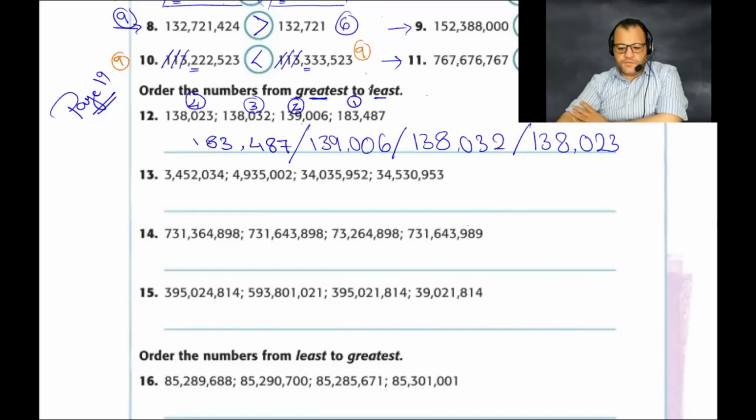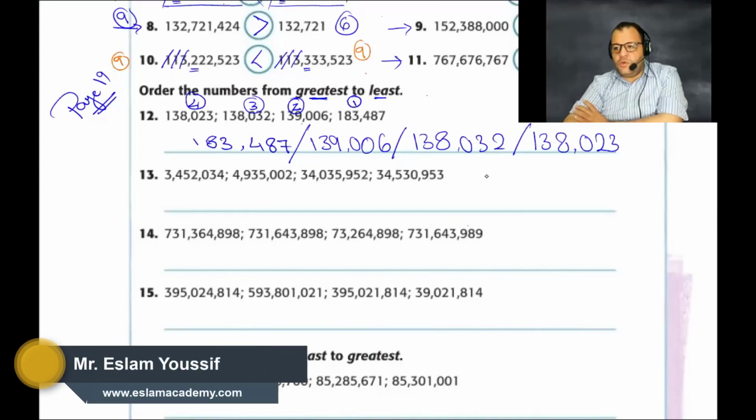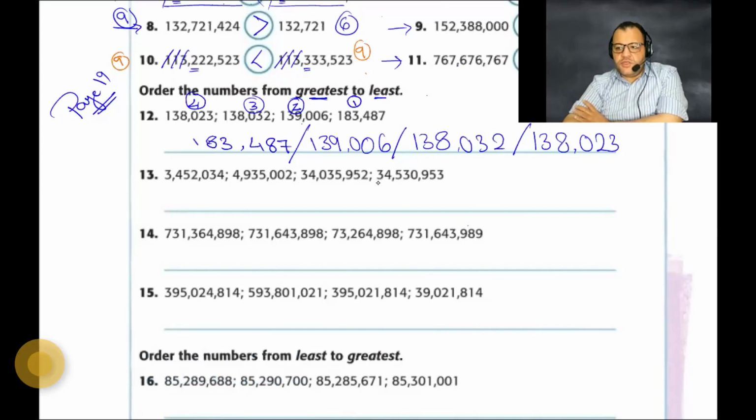Okay. Now you must put the last one. Can you read the last one, please? 34,530,900. Just a minute. 34 million. We will put it first. Okay. 34 million and continue. 530. No, that's 530,000. So 34,530,953. So this will be the first number.